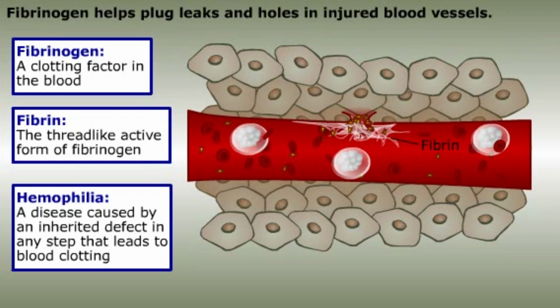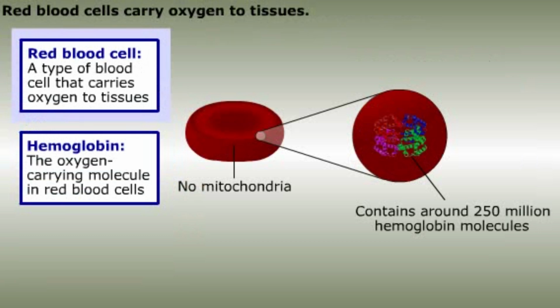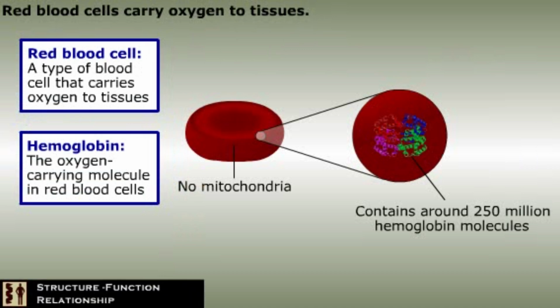Many clotting factors have been identified. People who inherit a defect in any of the steps that lead to clotting have a disease called hemophilia. Because of the clotting defect, people with hemophilia have excessive bleeding. Now that we've looked at the non-cellular components of the blood, let's discuss the cellular elements.